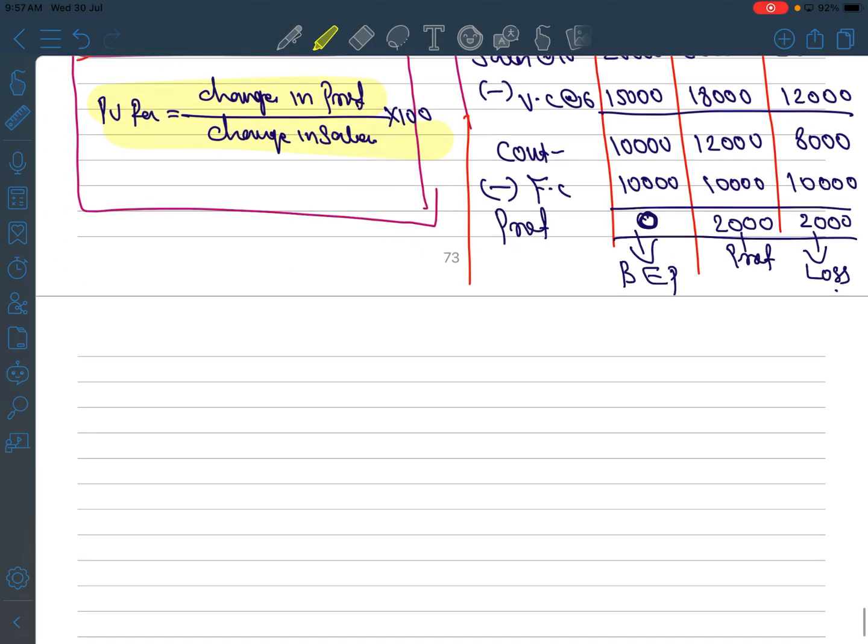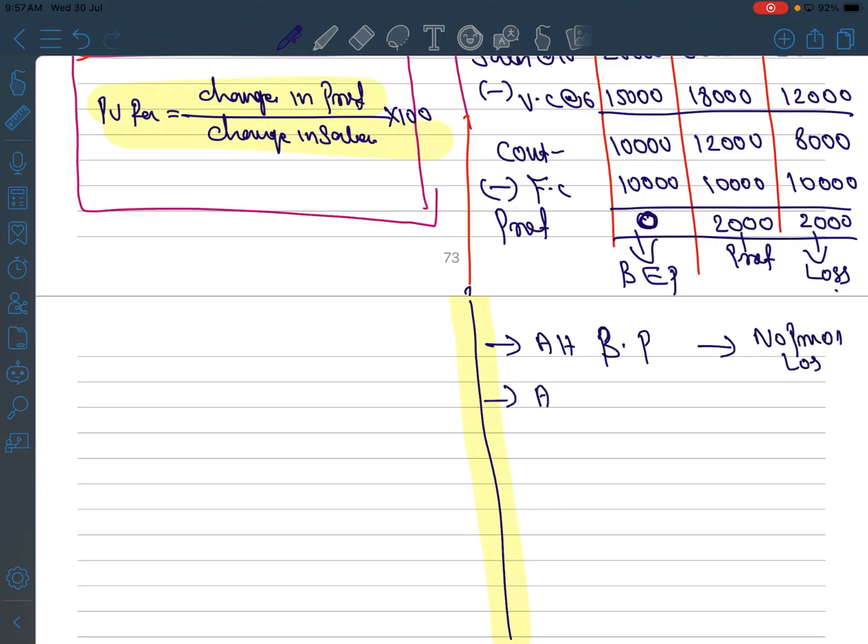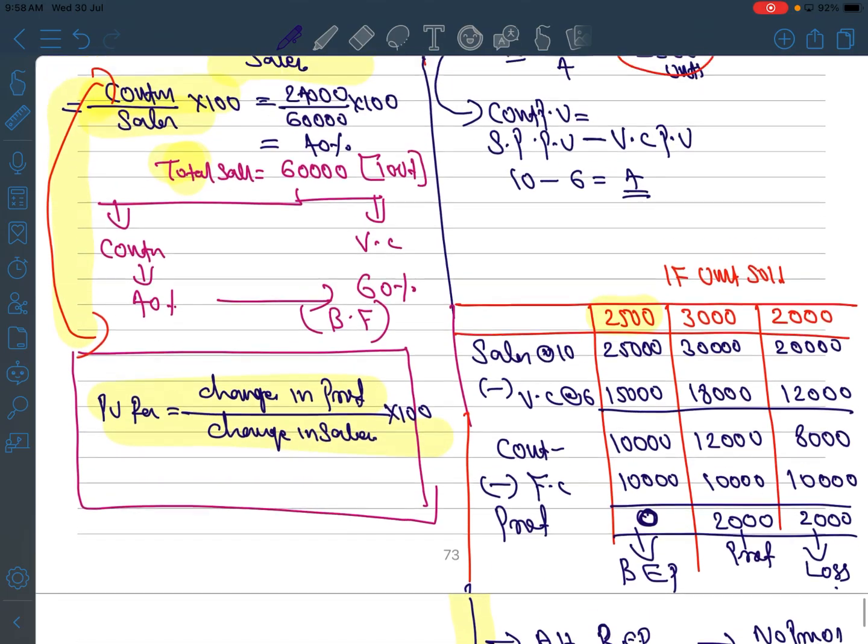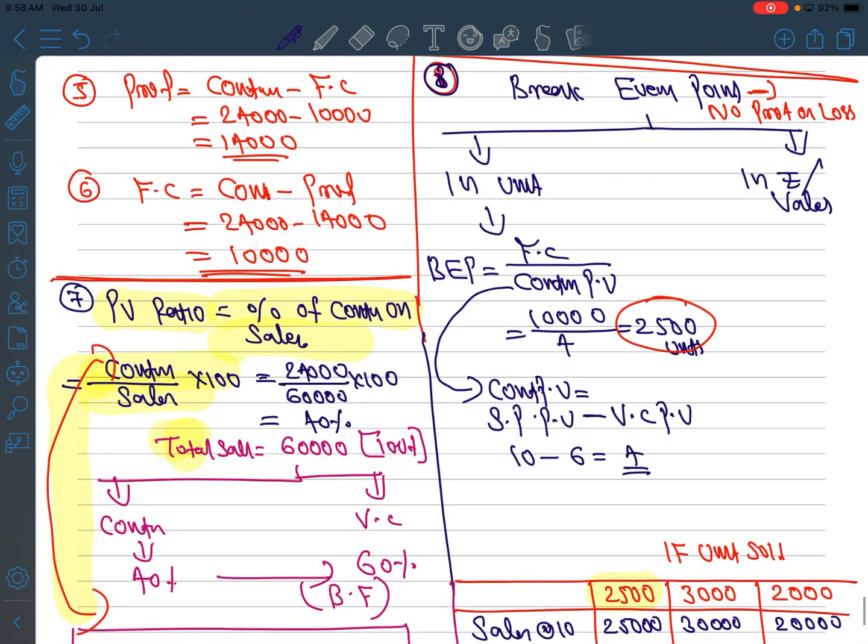Yes, from here we can conclude a point. What will the point be? At break-even point, no profit or loss. Above break-even point, what will be? Profit. Below break-even point, loss. I will give time to copy. First we have to finish this as soon as possible.